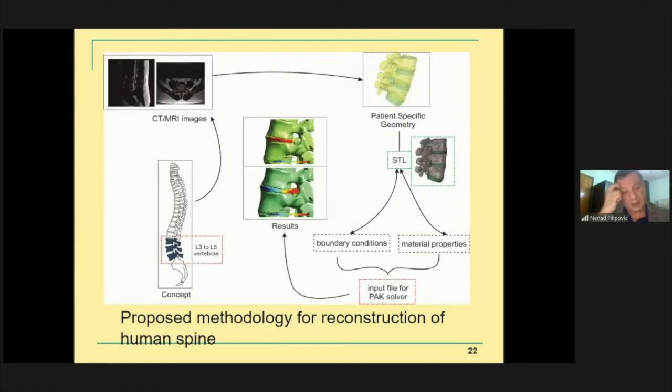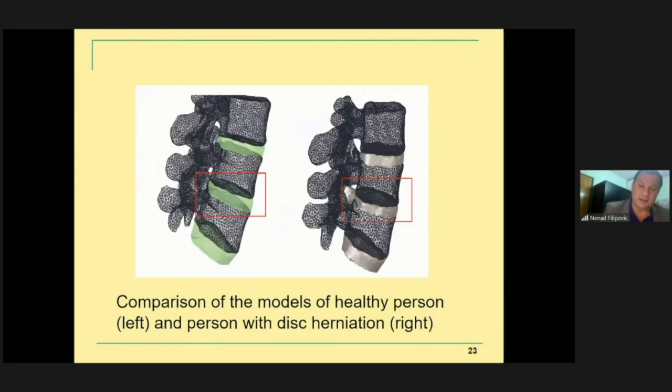So in our proposed methodology, we start from CT or MRI images, go to the patient-specific geometry, build the geometrical model, apply boundary conditions, and put in material properties, if we have them, or assume the material properties from the patients. Then we look at the results in the finite element solver, which we developed over many years in our lab. The point is to focus on the vertebrae from L3 to L5 to see the stress and displacement distribution inside the model.